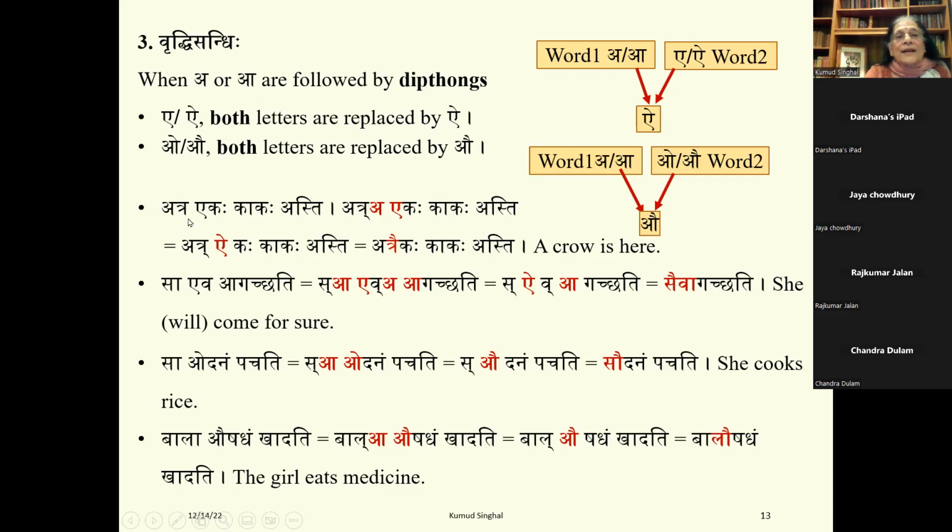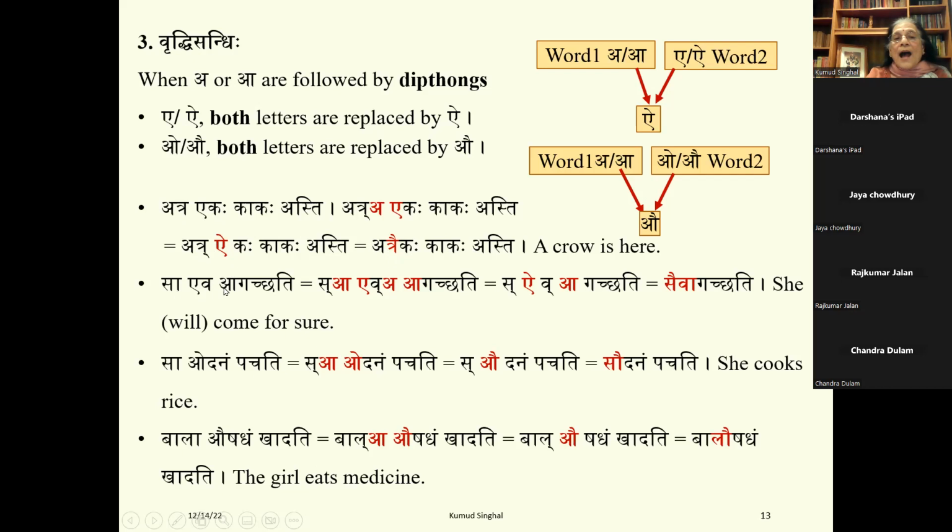So atra ekaḥ kākaḥ asti. A crow is here. So atra ends with a, and ekaḥ begins with e. So these are dissimilar vowels. A is followed by a diphthong e. So a and e will be replaced by ai. So atra ekaḥ will become atraikaḥ. So this ai and tra will be trai, atraikaḥ. So atra ends in a. Ekaḥ begins with e. So this is a dissimilar vowel, and this is a diphthong. So these both will be replaced by ai. So tra and ai will be trai. So atra ekaḥ will be atraikaḥ kākā asti.